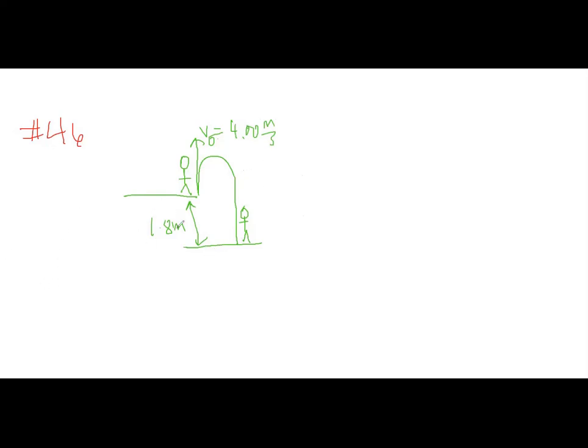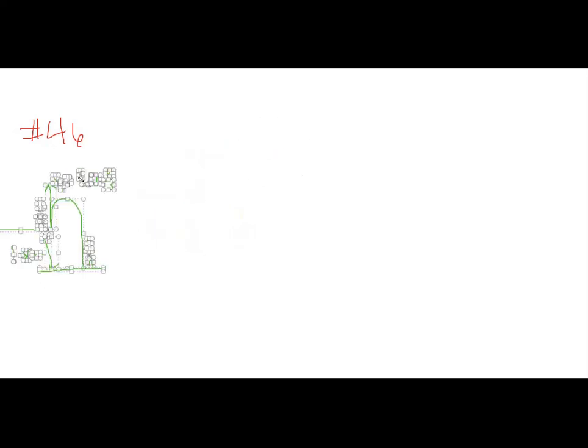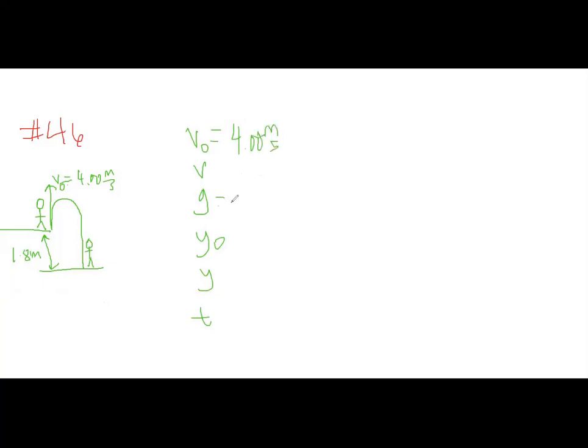So if we write down our variables: V naught, V, G, Y naught, Y, and T. So V naught is 4 meters per second. V we don't know. G is -9.8 meters per second squared. Y naught is 1.8. Its final height is 0. That's in the water, and we don't know the time.